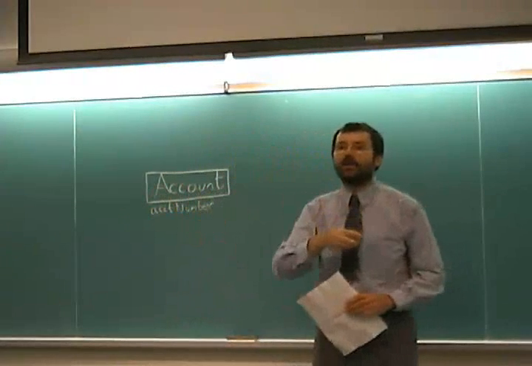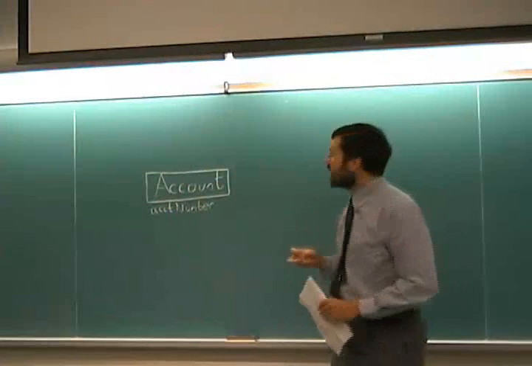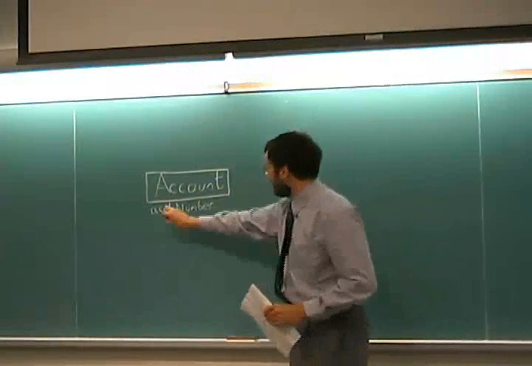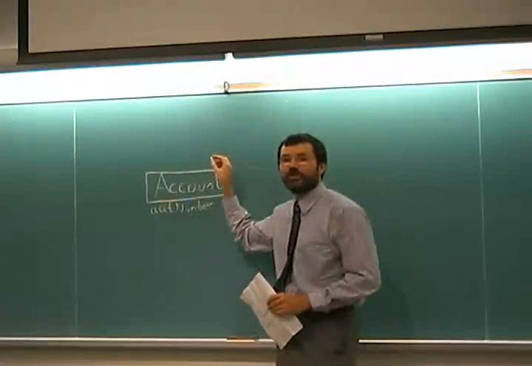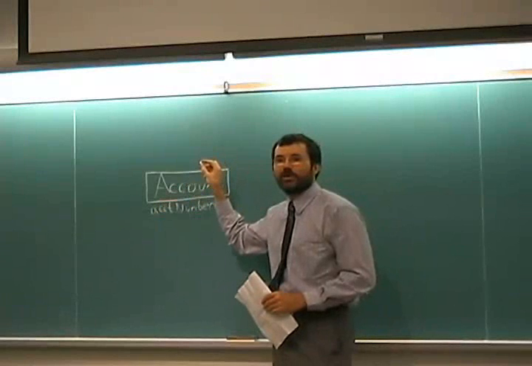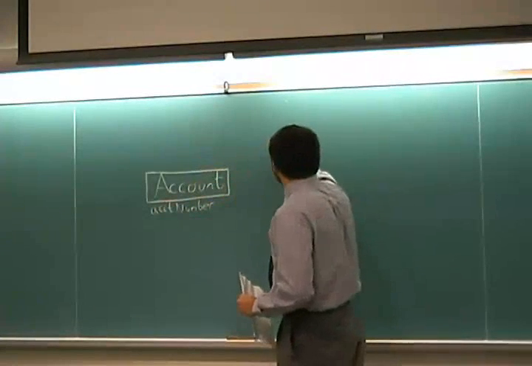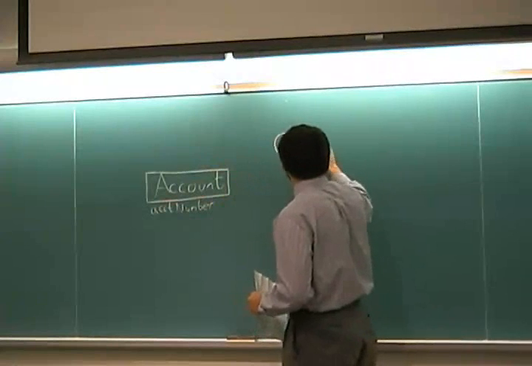There's a client that has the account. Does that go as an attribute or an association? Okay, so I'm going to put that in as an association.